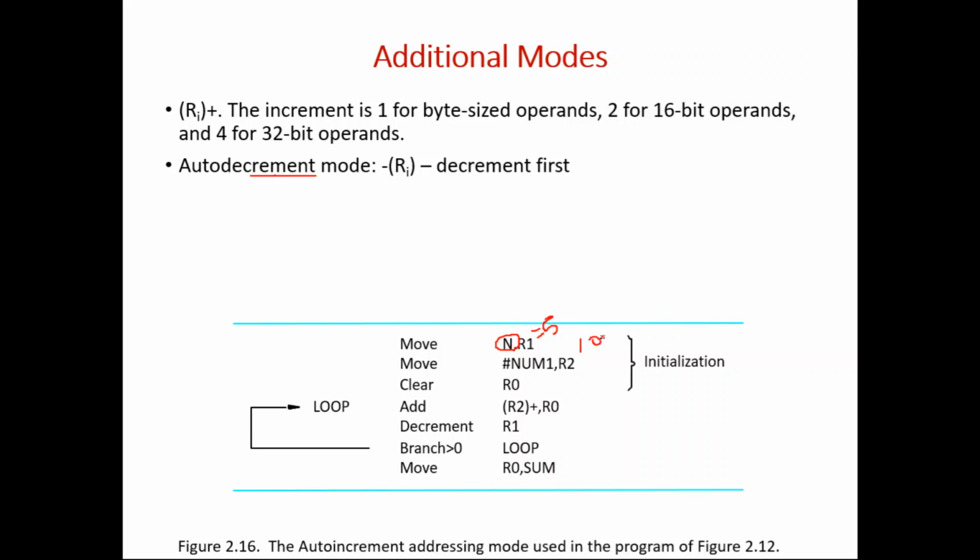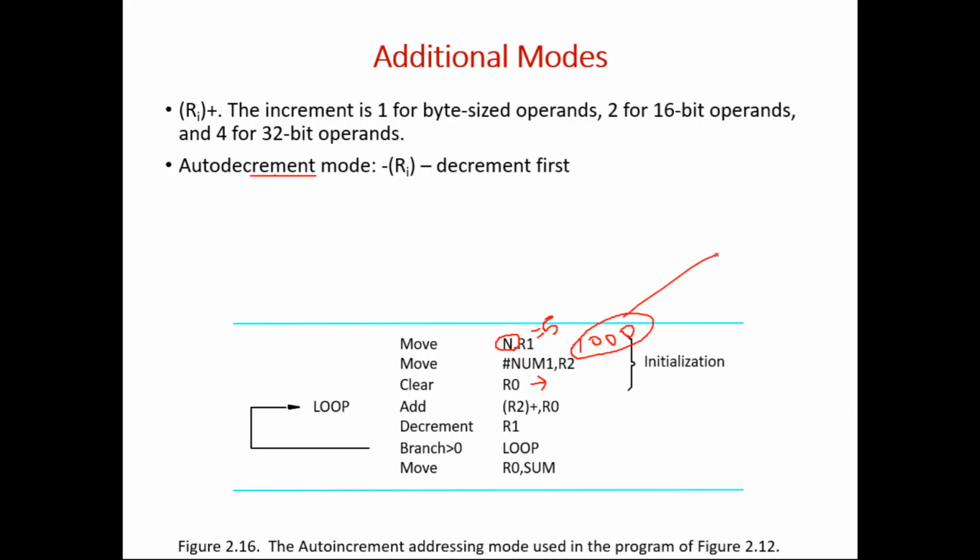If we want to add 5 numbers, these numbers are stored at addresses 1000, 1004, 1008, something like that. Clear R0. The final result should go to R0, so we are clearing R0. Add R2 plus R1. R2 we are giving within this bracket and then plus. So it means it is an indirect addressing mode.